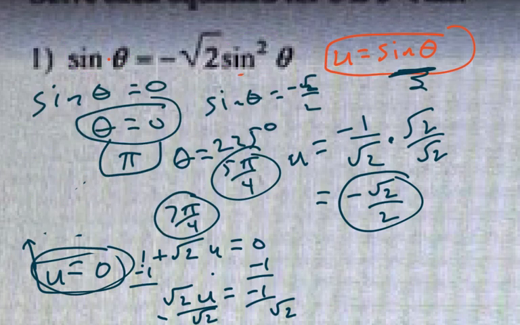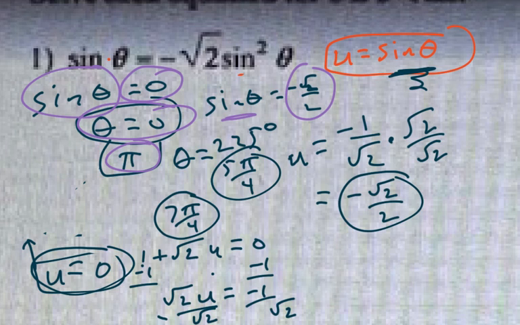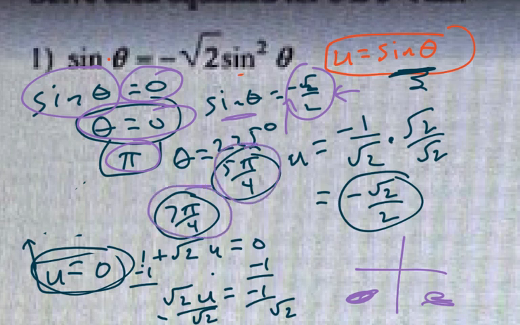Now, once I know that U could be 0, then theta has to be either 0 or pi, because the sine of 0 is 0 and the sine of pi is 0, right? And then for negative square root 2 over 2, if sine equals that, I know that this tells me a 45 or pi over 4. But remember, where is sine negative? That's where you go to your unit circle and you go, sine is like y, so it's negative here and here, right? Third and fourth quadrants. So that's how I came up with 5 pi over 4 and 7 pi over 4.